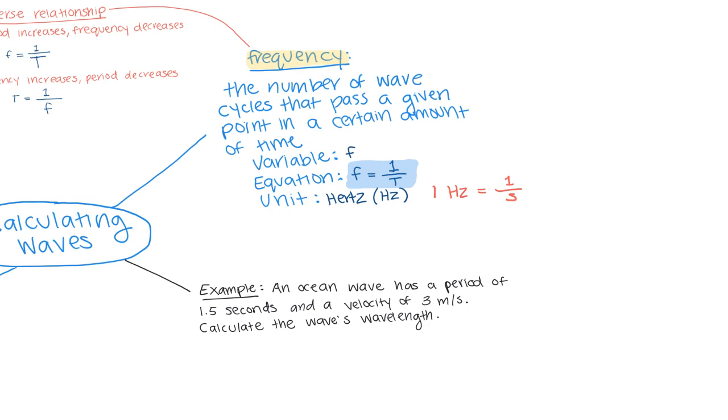So 1 hertz is equal to 1 over seconds, just like we calculate frequency as 1 divided by period, which is measured in seconds. Hopefully y'all are starting to see that relationship there.